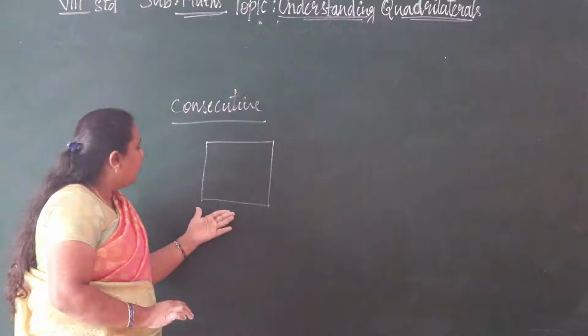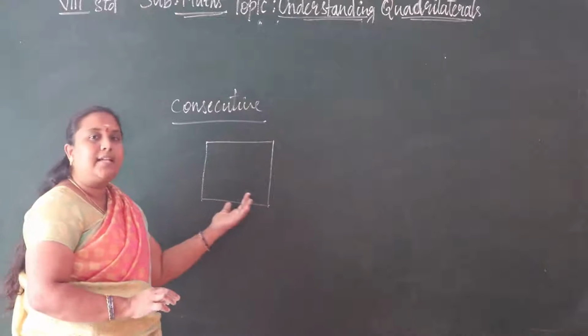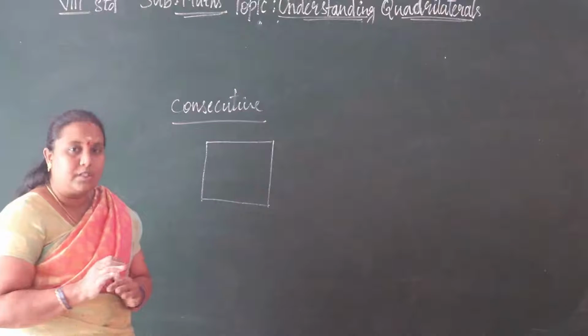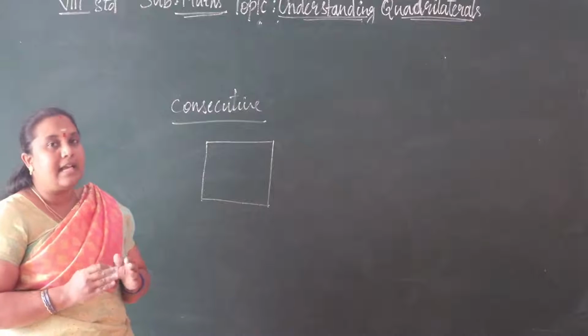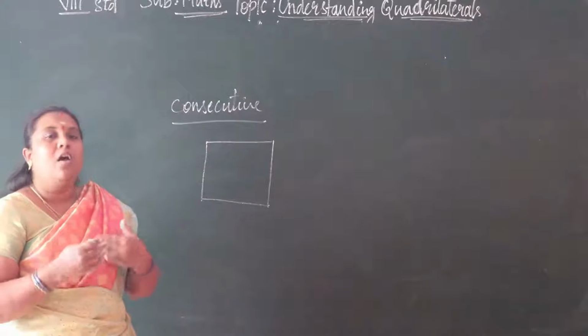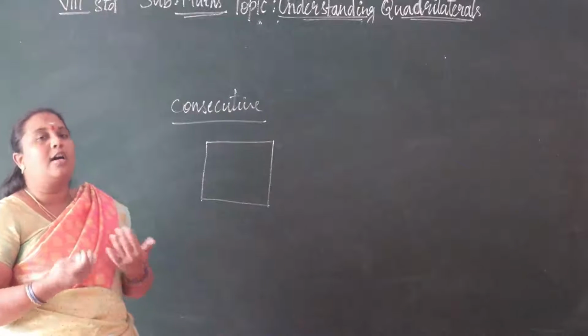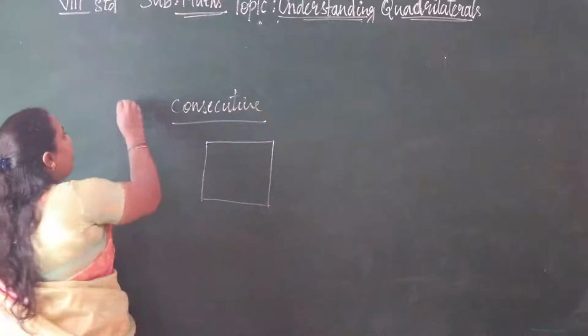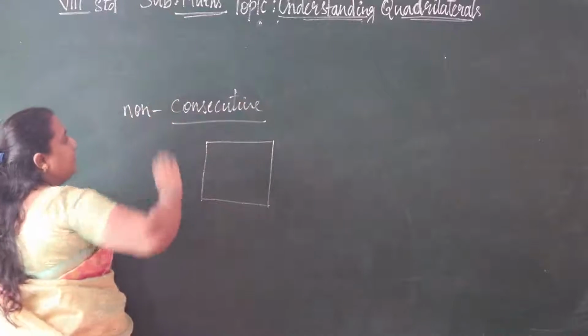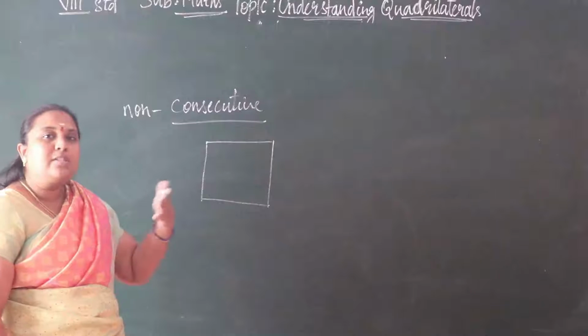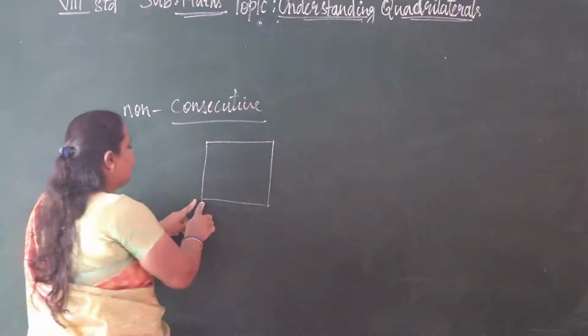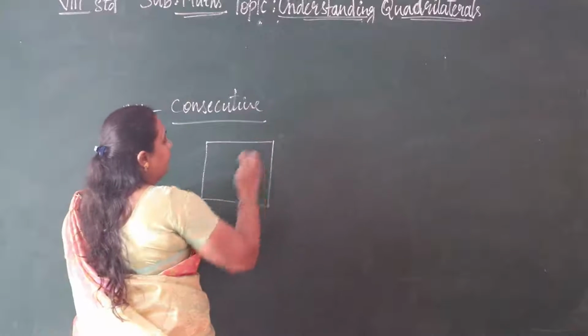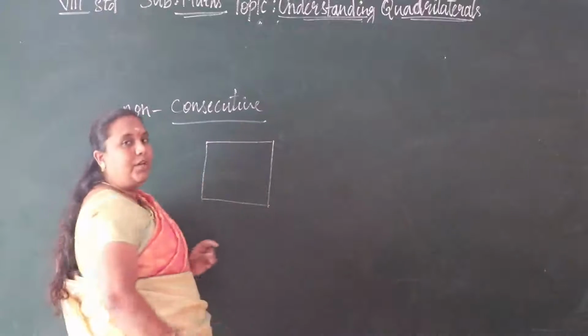Okay, so now here we are drawing a diagonal, that is, joining opposite vertices. A diagonal is a line segment which joins the opposite vertices, or otherwise we can say it joins non-consecutive vertices. Opposite vertices, you know the meaning, that is this one and this one. And here also opposite vertices.